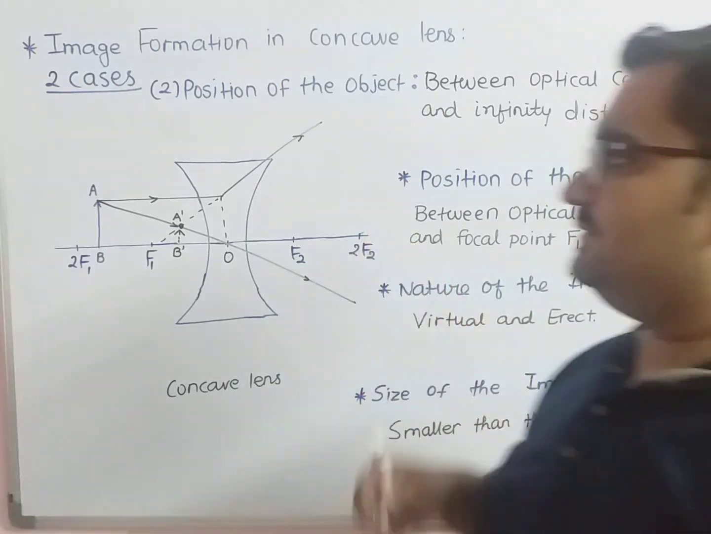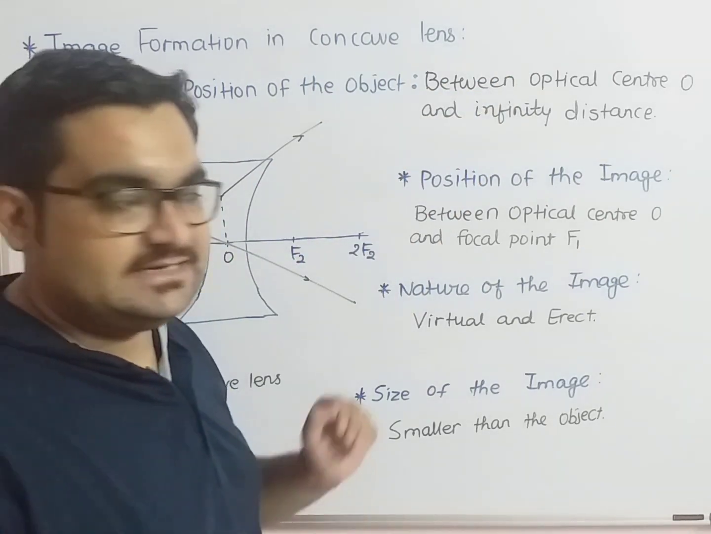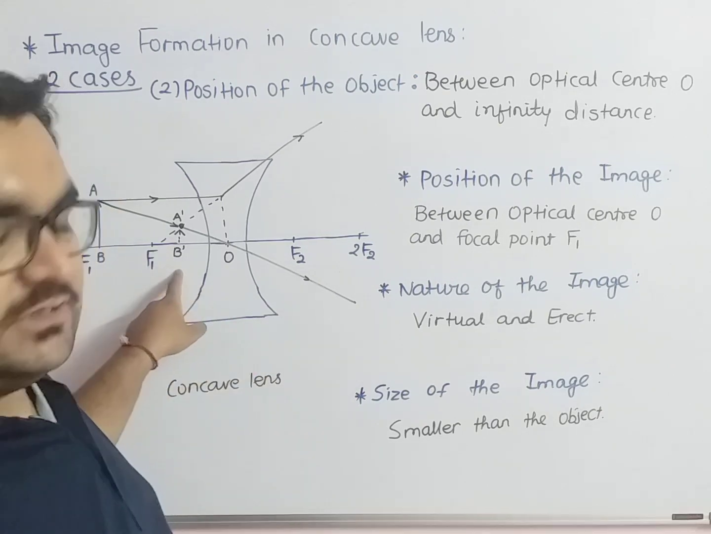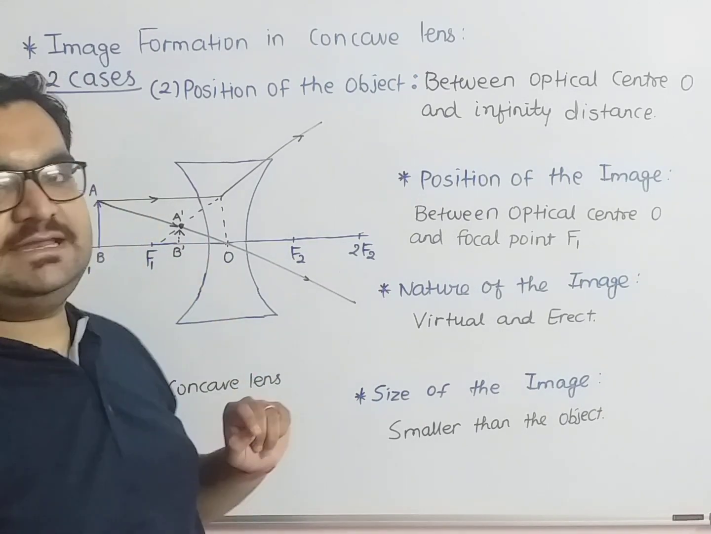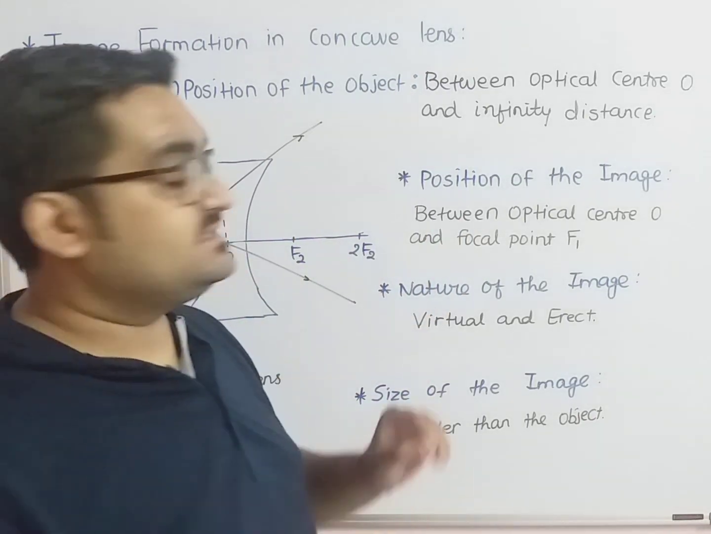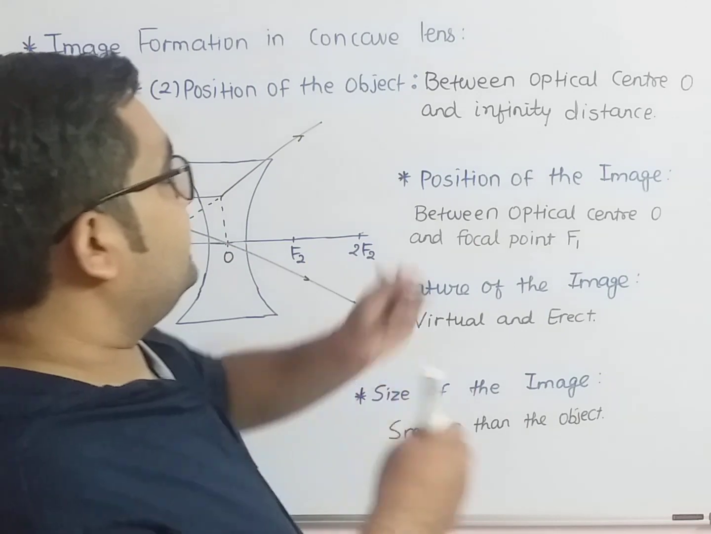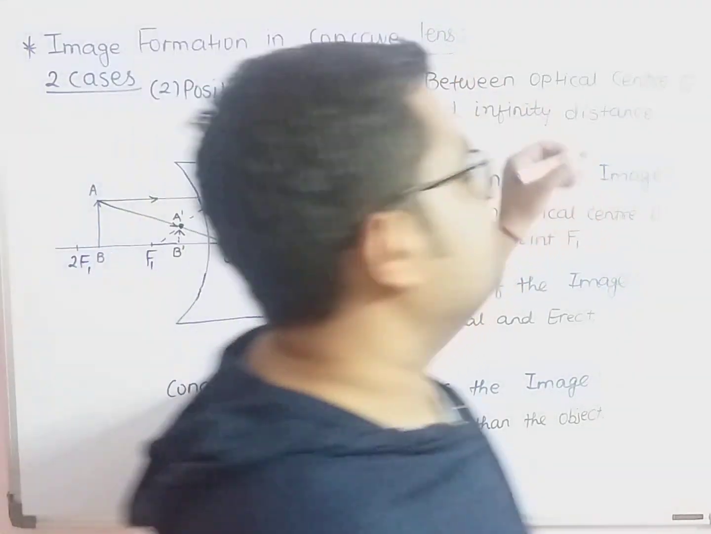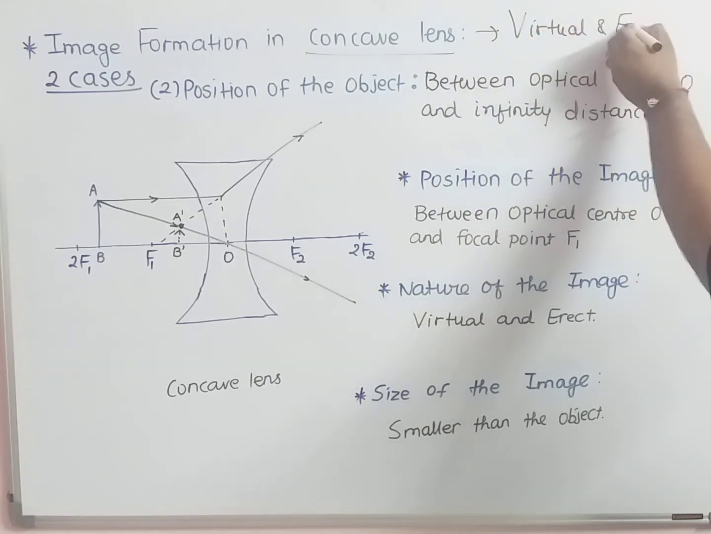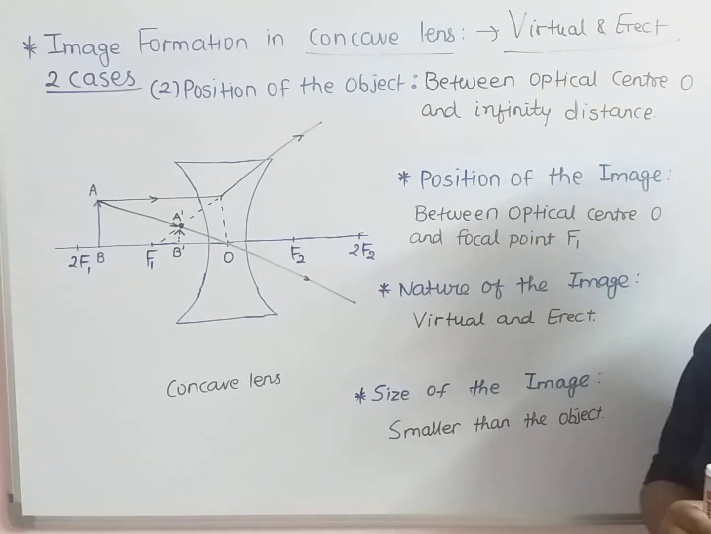Okay, so these are our two cases. When the position of the object is between optical center O and infinity distance, we get a smaller image, virtual and erect, on the same side as the object. So these are a total of two cases. Here we can see students, in a concave lens we always get a virtual and erect image.